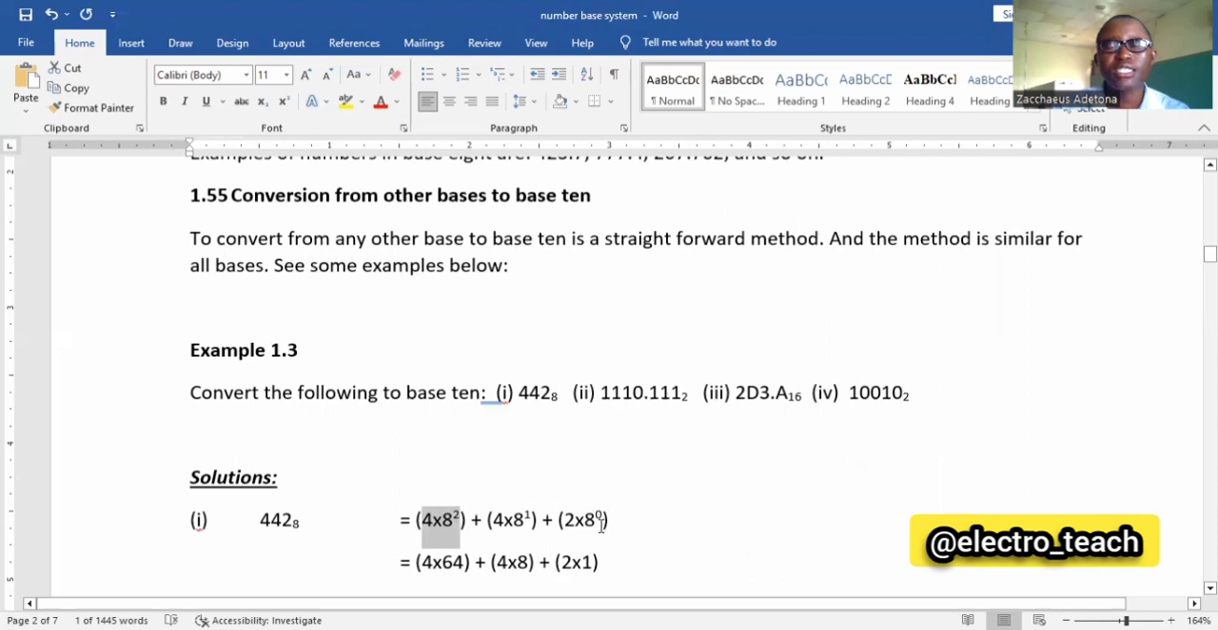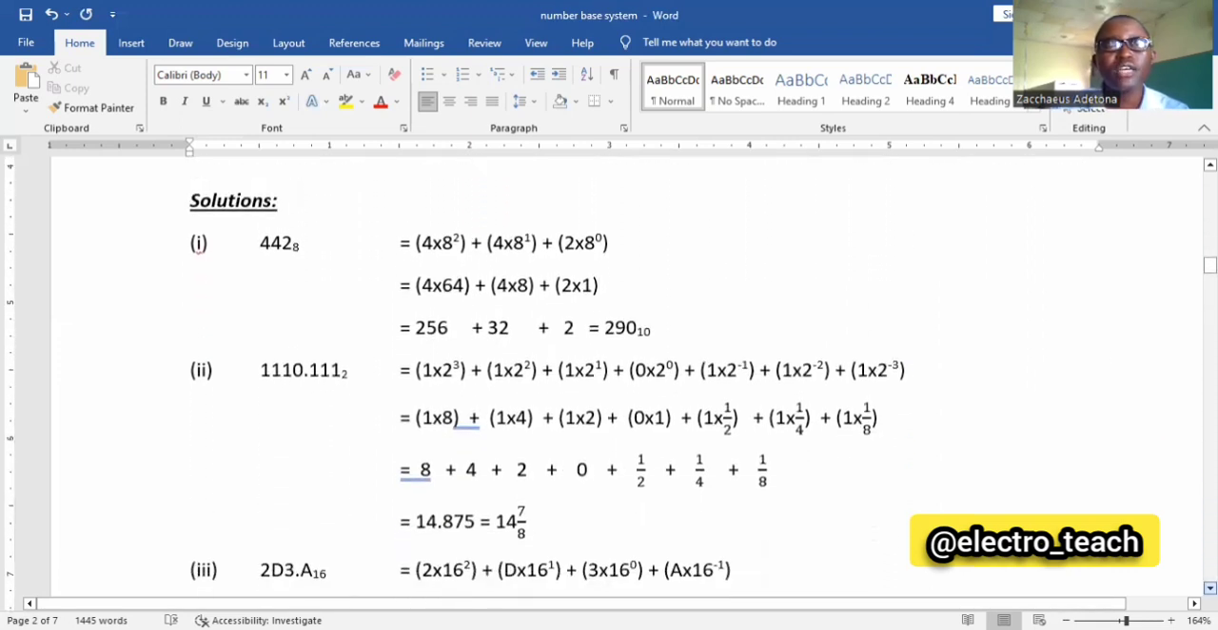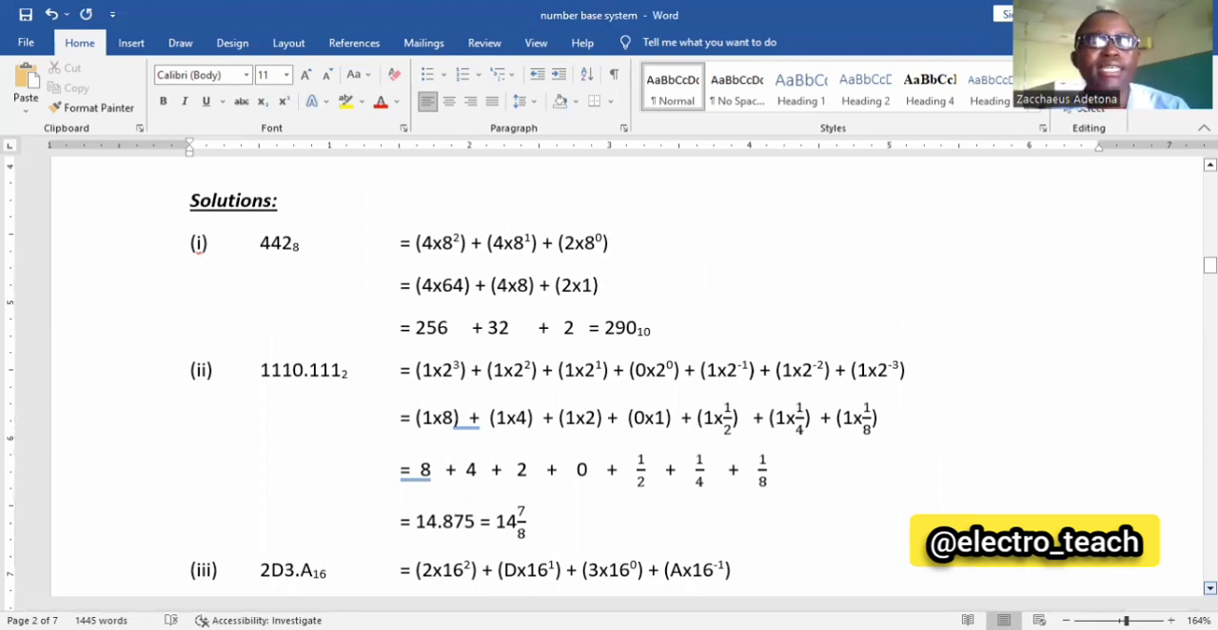Now, when you do that and add them up together, you have what we have here: 4 times 64 plus 4 times 8 plus 2 times 1. Now, when you add them up like this, you get 256 plus 32 plus 2. That is 290 in base 10. So you've converted 442 in base 8 to 290 in base 10. That's very simple and straightforward. So the same method will be employed for other conversions in the example.